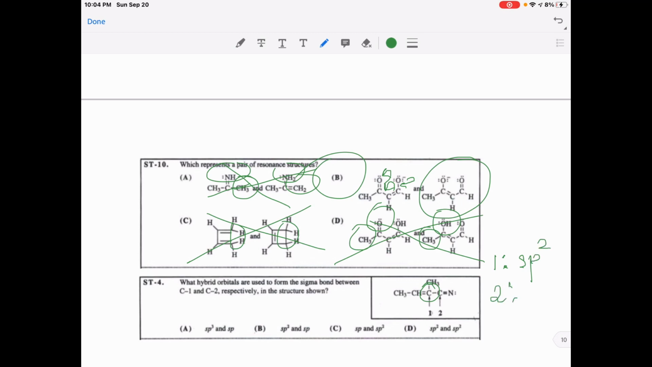For carbon 2, it's a little different. That carbon is triple bonded to a nitrogen, and it is also singly bonded to a carbon. So since it has 2 electron domains, the hybridization would be sp. So when we consider their overlap and look at the answer choices, we can easily say that B is the final answer. So that concludes our review.